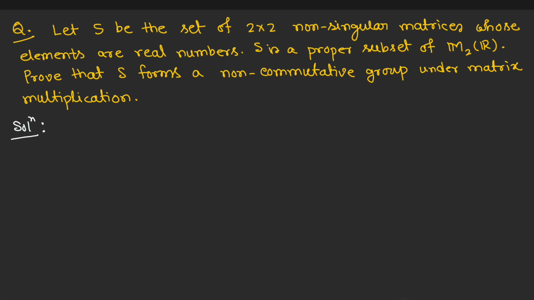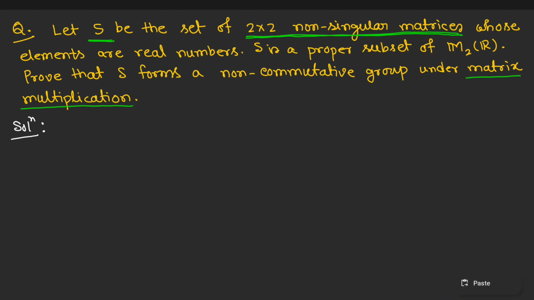Okay, so first of all, let's discuss the question. What is the meaning of this question? First of all, you are given a set S, and what is the operation? Binary operation. The binary operation is matrix multiplication. So the set is S and the operation is matrix multiplication. Now, what is the set S? Set S is the collection of 2 by 2 non-singular matrices.